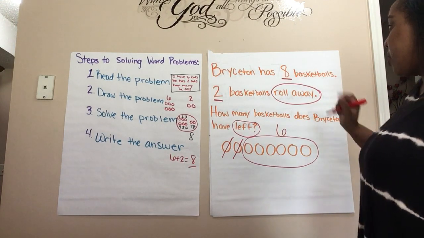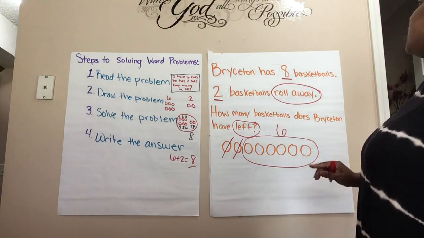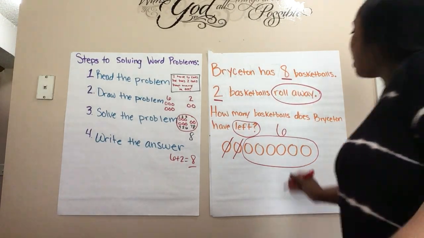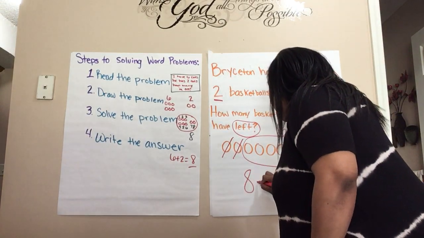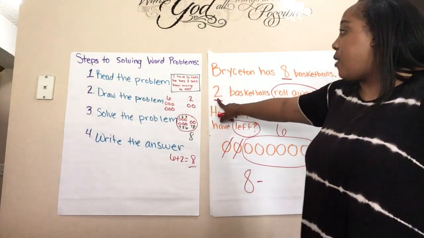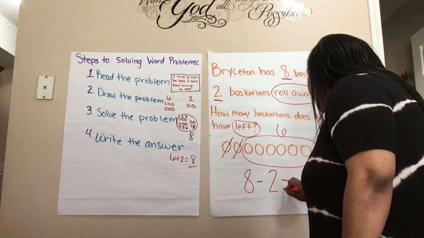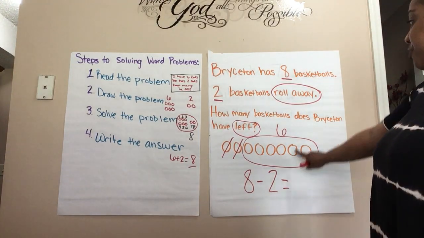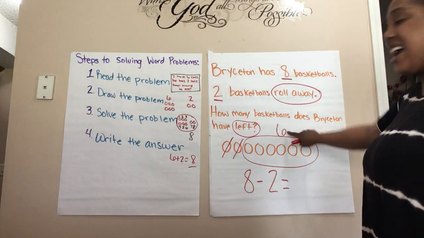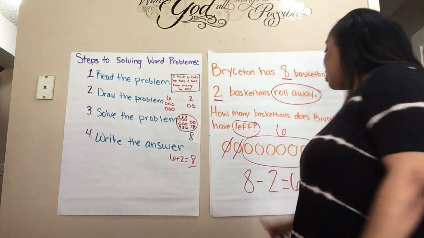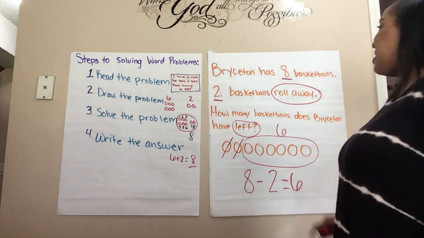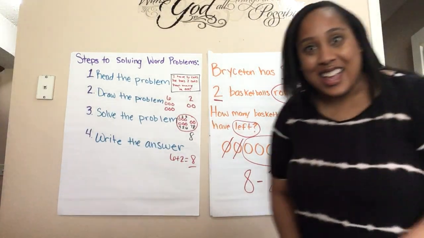Okay, now if I wanted to put this into a number sentence, I start with the big number I started with, right? 8. How many rolled away? How many did we take away? 2. Yes, 8 take away 2. And how many were we left with? You got it, 6. So 8 take away 2 equals 6. All right, good job.